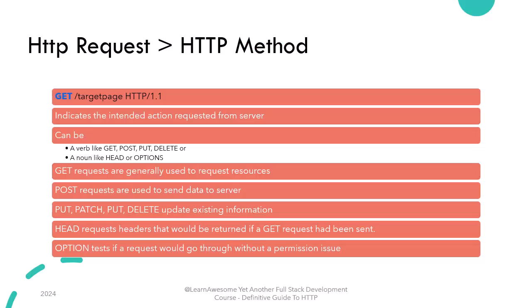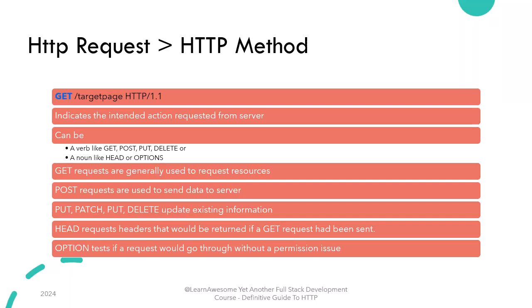Then is the HTTP method, which is a verb like get, post, put, delete, or a noun like head or options. This is the action requested to be performed on the server. Get is generally used to request resources from server like web page, file, CSS, etc. Post is used when sending data from client to server, like creating new user information captured in a sign-up form. Put and patch are used to request updating an existing record, and delete is used to request deletion of some resource from server, like a file or record in database maintained on the server.